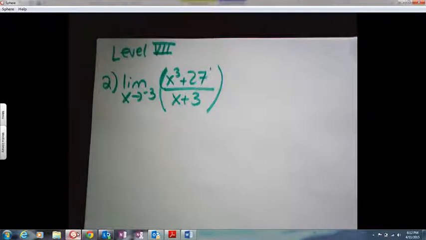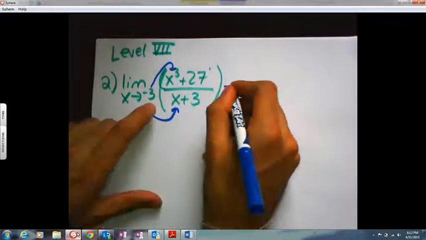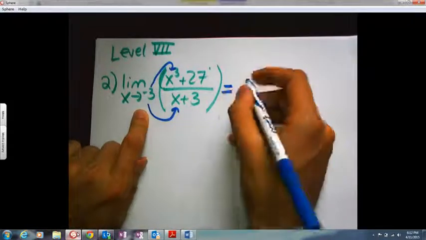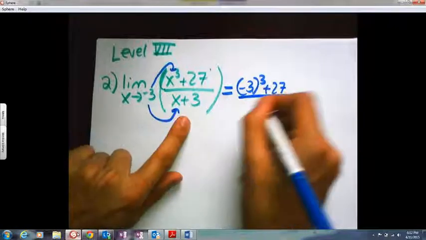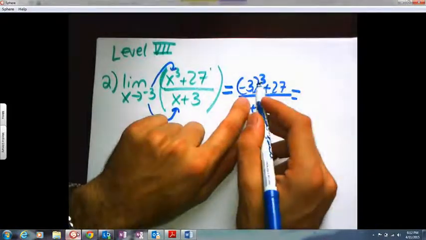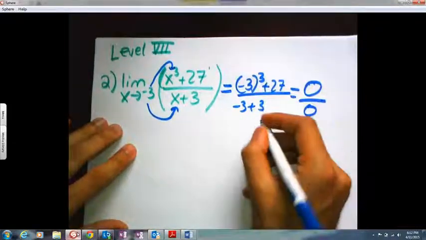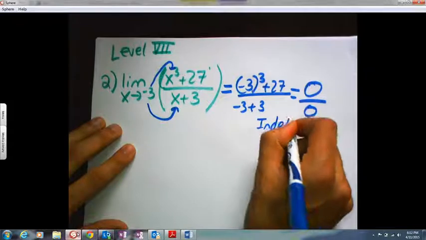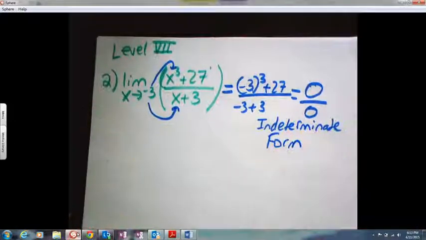Okay, so the first thing we always do is plug in the c value, or in other words, what is x approaching? That'll give us -3 cubed plus 27 over -3 plus 3. -3 cubed is -27. -27 plus positive 27 is 0. -3 plus 3 is 0. So this is the indeterminate form.